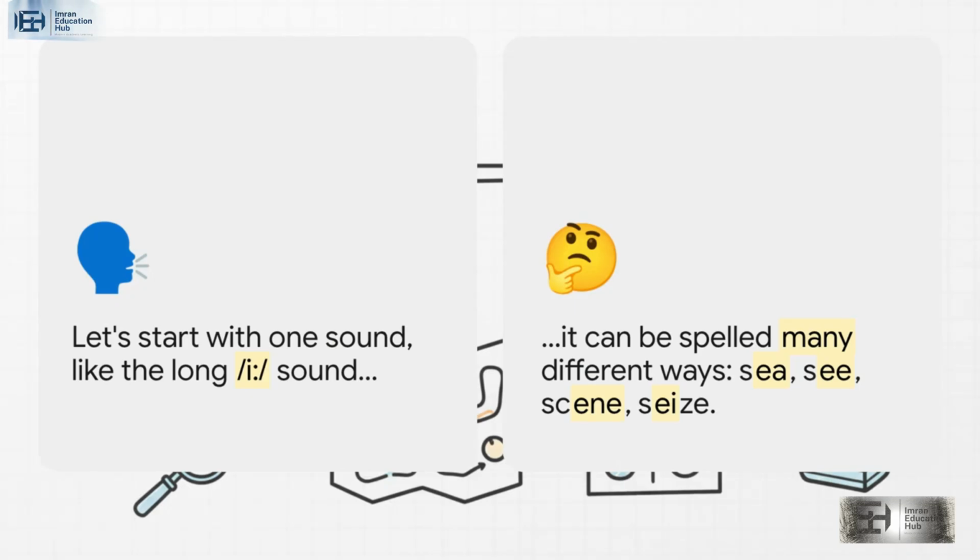Now let's flip this whole problem on its head. What if we start with a sound, not the letters? Let's take the long E sound. Well, how can you spell that? You could use EA, like in sea, EE as in see, you could use EN, like in seen, or even EI as in seize. It's the same exact sound, just spelled a whole bunch of different ways. That map is definitely broken in both directions.